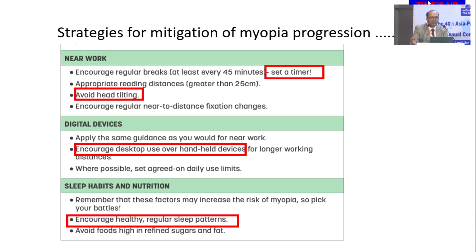Then near work, set a timer, as Dr. Kane was asking, have you got the contract signed with the parents that they are going to follow this environmental lifestyle modification, and only then subject them to optical or pharmacological therapy. Digital devices, encourage desktop over handheld devices, and encourage healthy and regular sleep patterns, and avoid food which is highly refined sugar and fat, although there is no direct evidence.